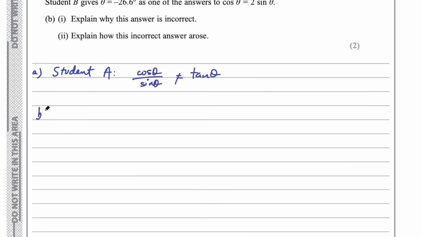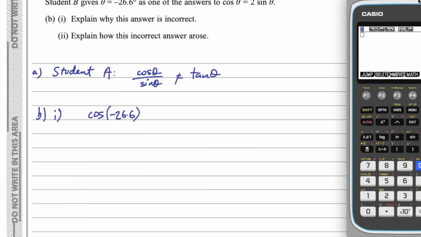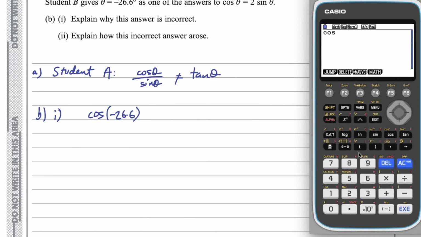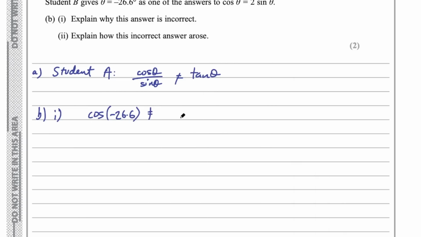So substitute it in. So B part 1, and let's say cosine minus 26.6, you can put that into a calculator. So the cosine of minus 26.6 equals 0.89. Okay, this is in degrees. And then we could do 2 sine minus 26.6. And we get minus 0.8955. So you can see those two things are not equal. So we can say that in our answer, cosine of minus 26.6 is not equal to 2 sine minus 26.6. Therefore, this solution is not possible.